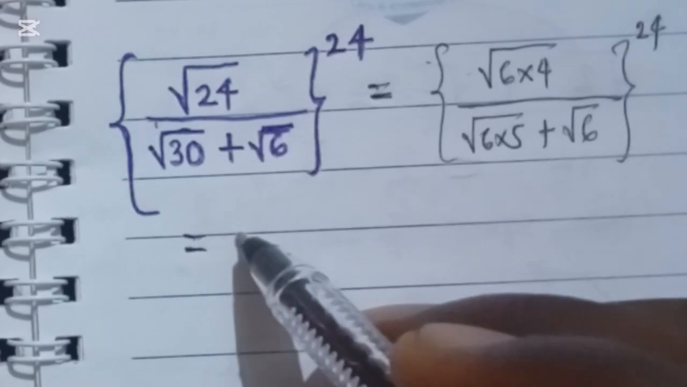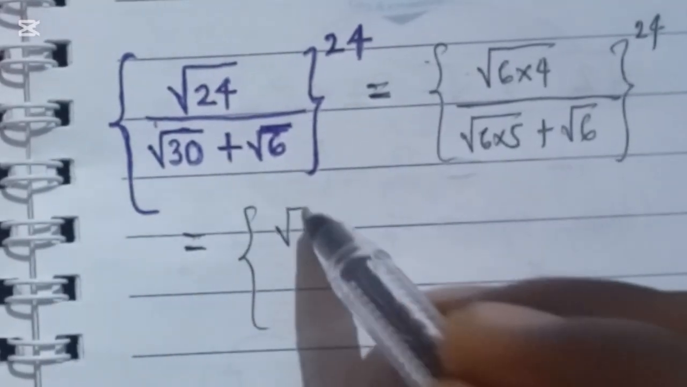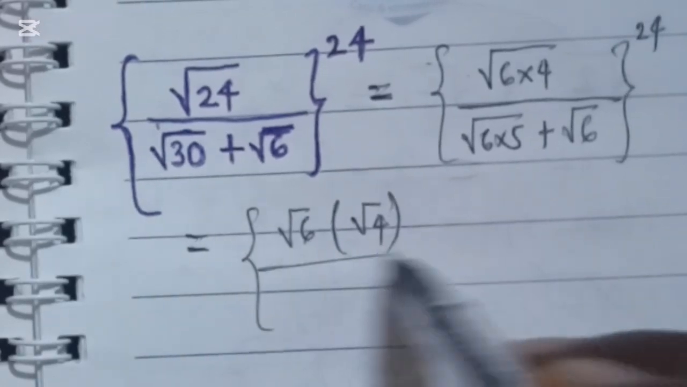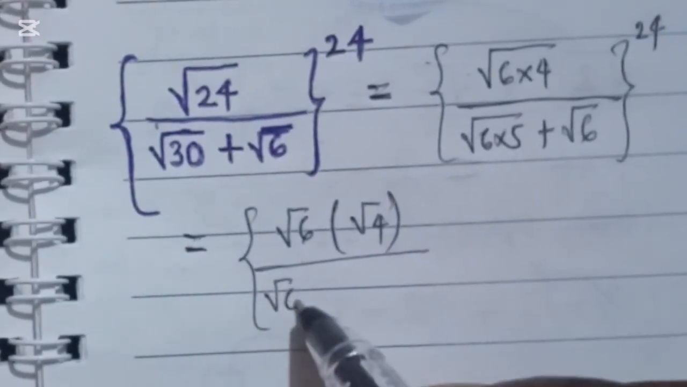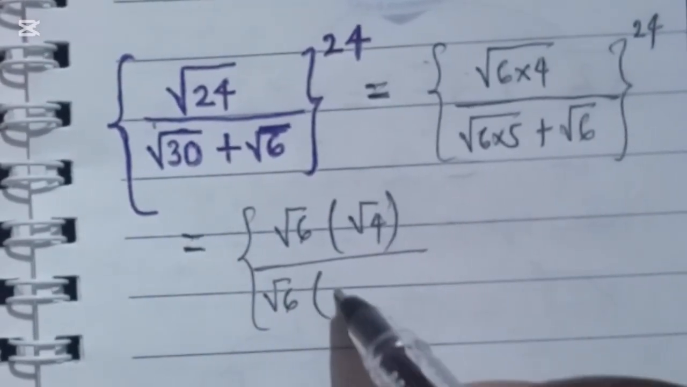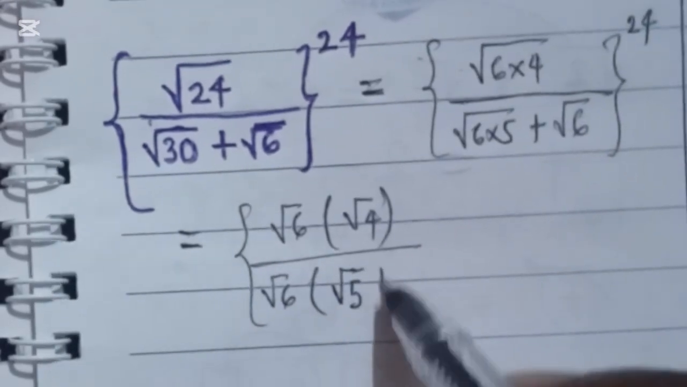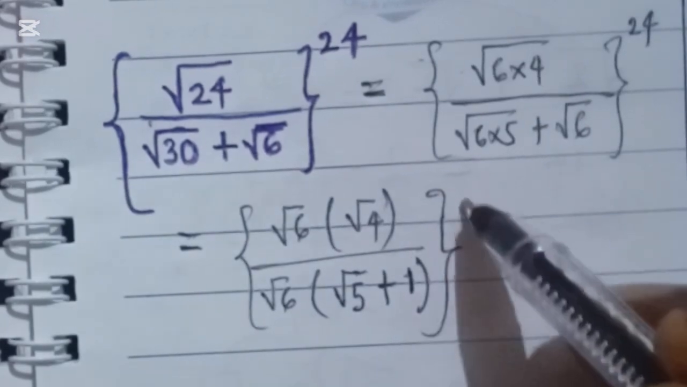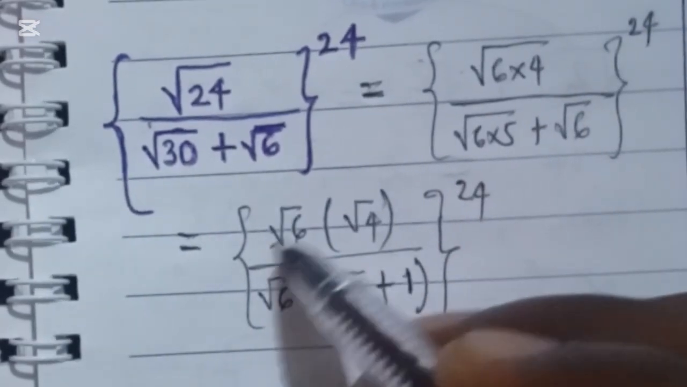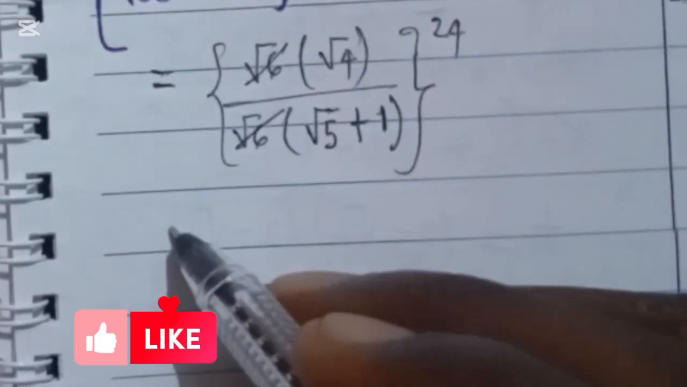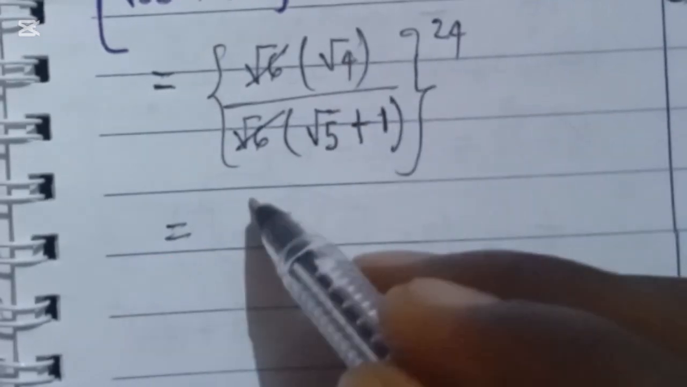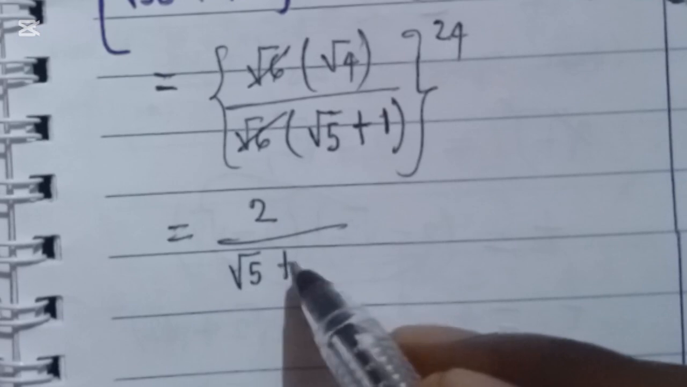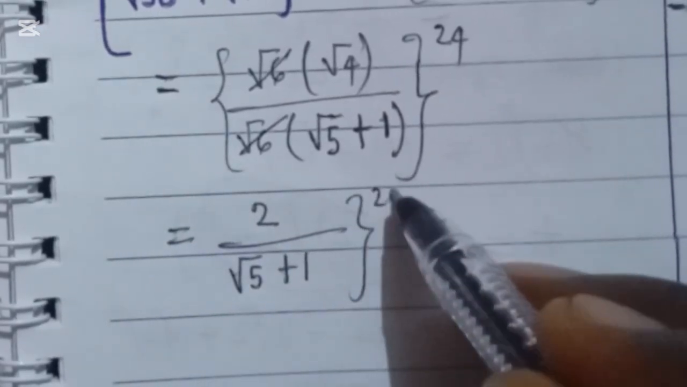So when we do that, inside the bracket we can bring out the square root of 6, and we are left with the square root of 4. Then at the denominator we can bring out the square root of 6, and at the bottom we're left with the square root of 5, plus 1, and then everything to the power of 24. The square root of 6 cancels out the square root of 6, and this expression becomes the square root of 4, which is 2, over the square root of 5 plus 1, everything to the power of 24.